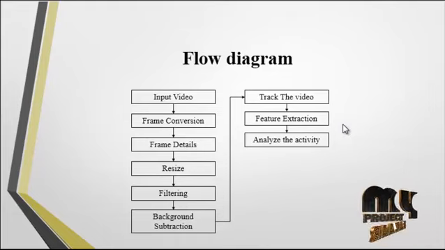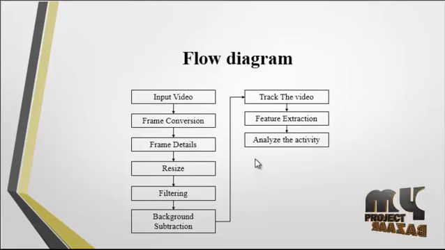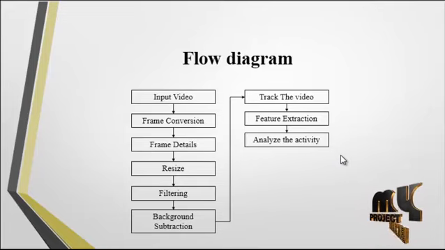After the tracking, the feature extraction will be carried out. In this feature extraction method, the data of the activity as well as the posture of the human will be extracted. After the extraction of these features, the activity will be analyzed by the appropriate classification system. After the classification, the corresponding activity will be displayed as the result.